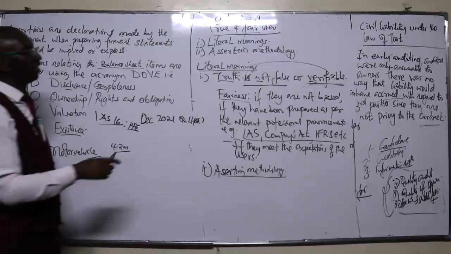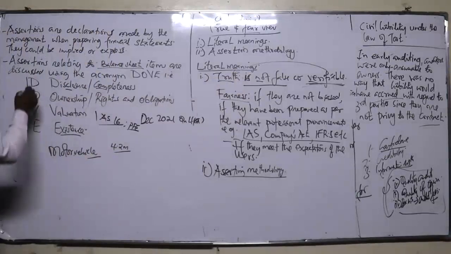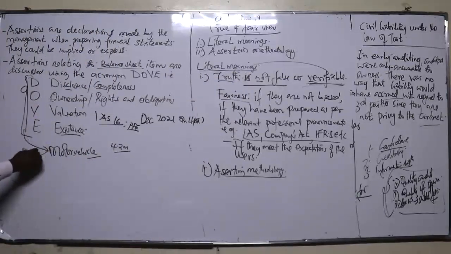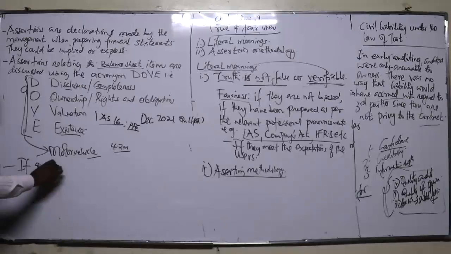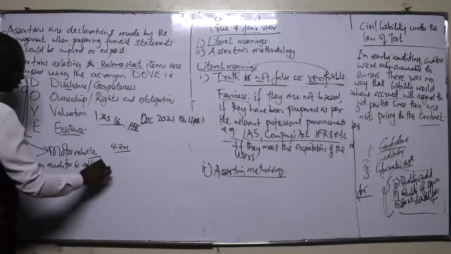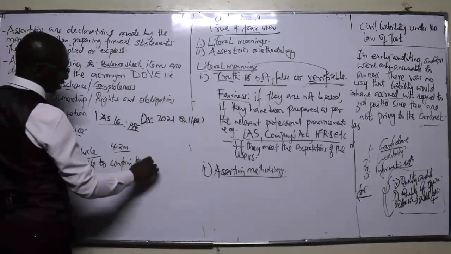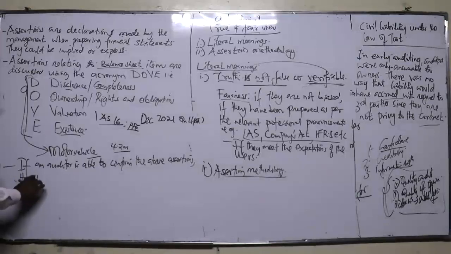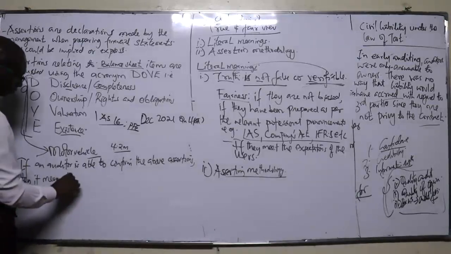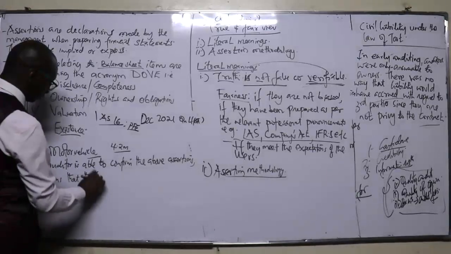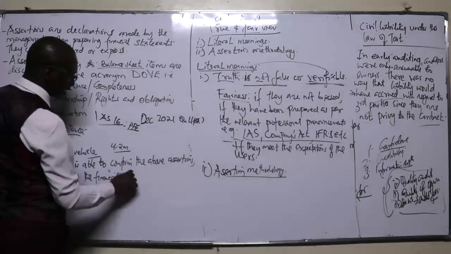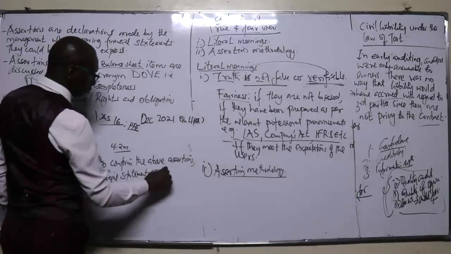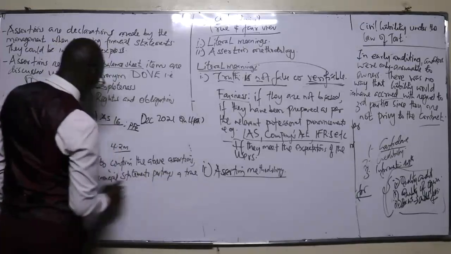Now, how does it come to define true and fair? If, as an auditor, you are able to confirm these assertions relating to a balance sheet item, then the financial statements portray a true and fair view. That's how we define it. So we proceed to say, if an auditor is able to confirm the above assertions, then it means that the financial statements portray a true and fair view.